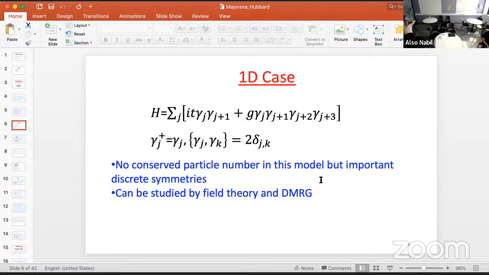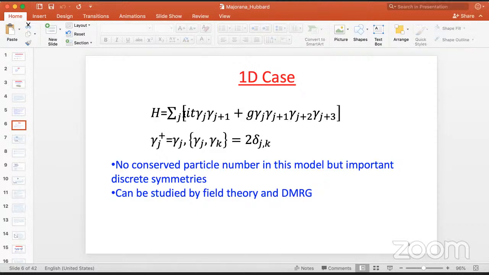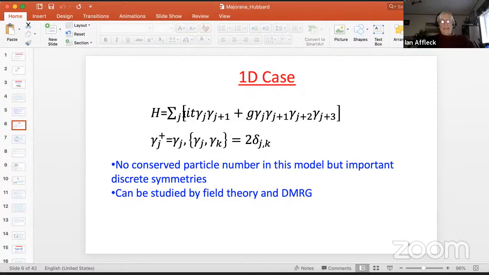Okay. So here's the Hamiltonian. Nearest neighbor hopping, and interactions have to be on 4 lattice sites because gamma_j squared is 1. So there's no conserved particle number in this model, but there are important discrete symmetries. And this model we've studied extensively by field theory and also by the density matrix renormalization group.